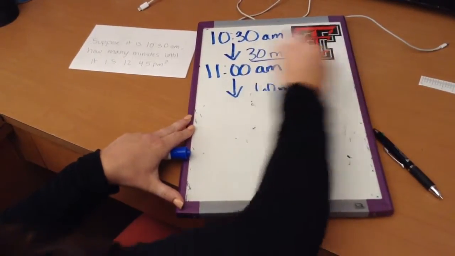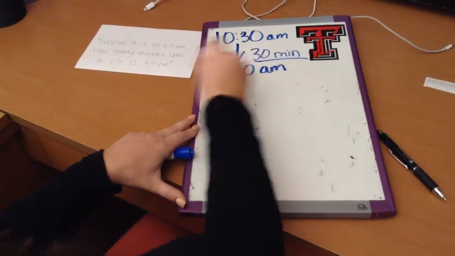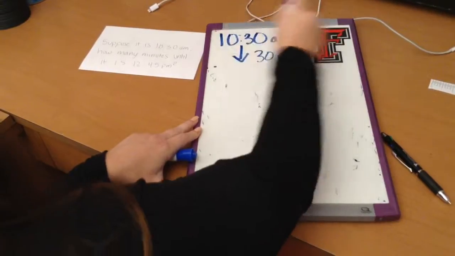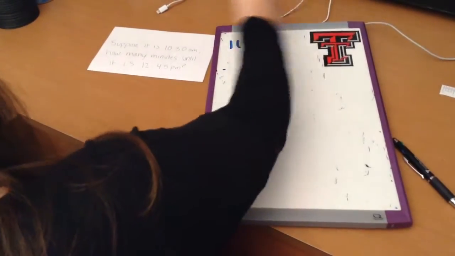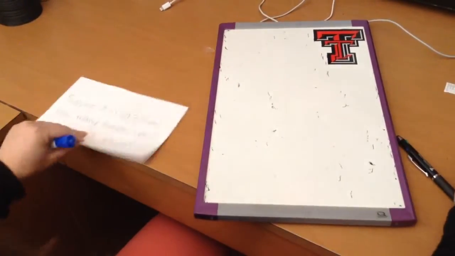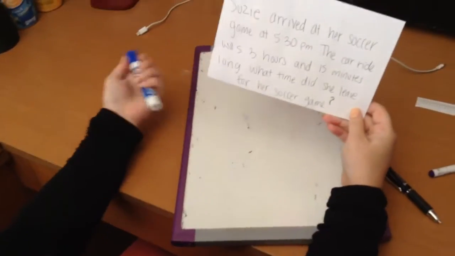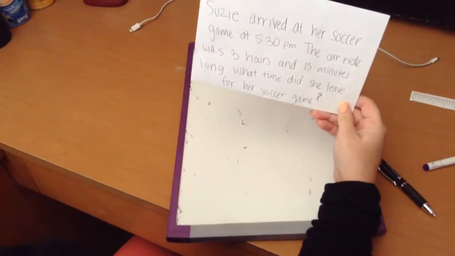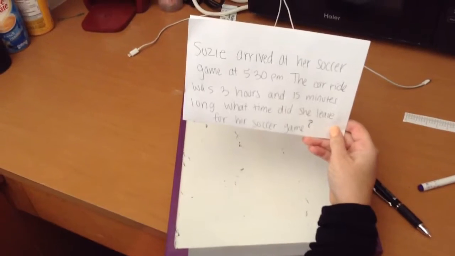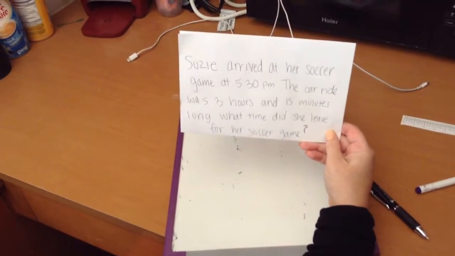So this one asks how many minutes until the next time, and it gives you the 2 times. And the next problem that we're going to look at is going to ask us to go backwards in figuring out a time. So this problem is, Susie arrived at her soccer game at 5:30 p.m.